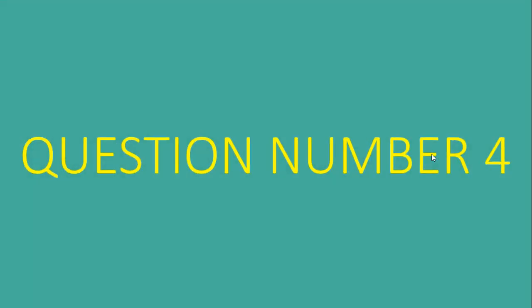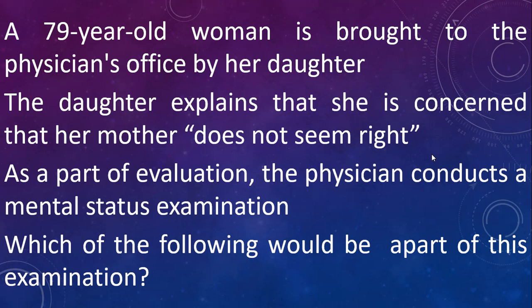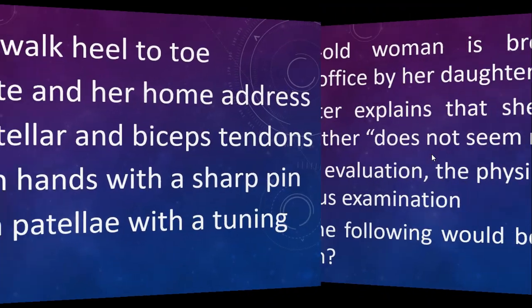Question number 4. A 79-year-old woman is brought to the physician's office by her daughter. The daughter explains that she is concerned that her mother doesn't seem right. As a part of evaluation, the physician conducts a mental status examination. Which of the following would be a part of this examination?